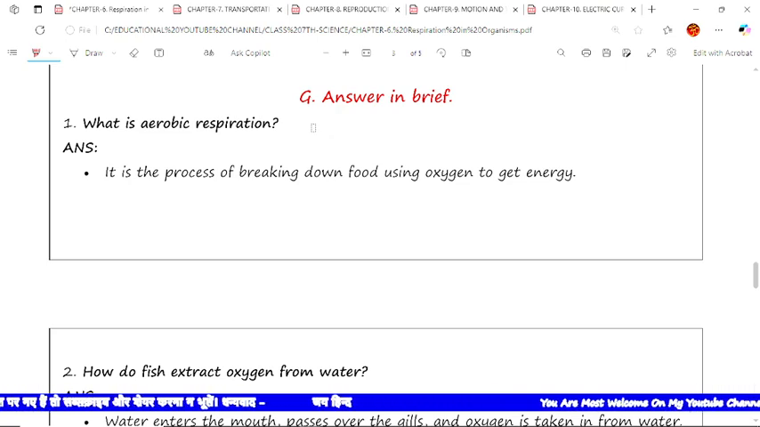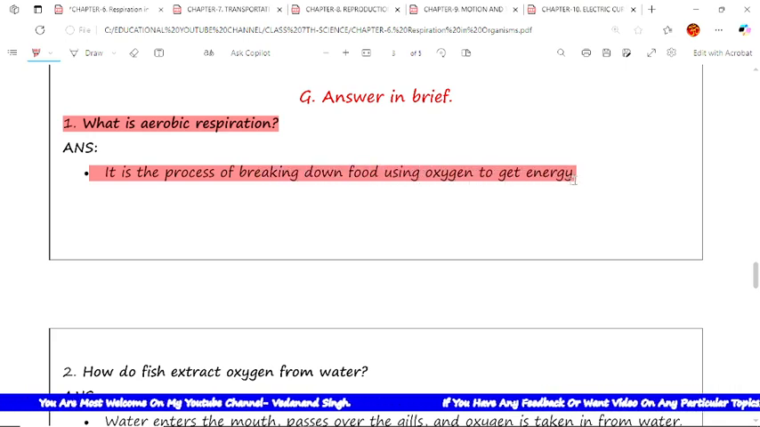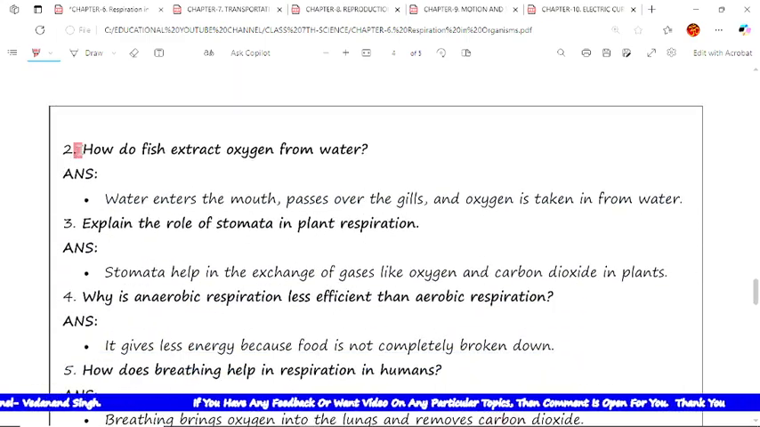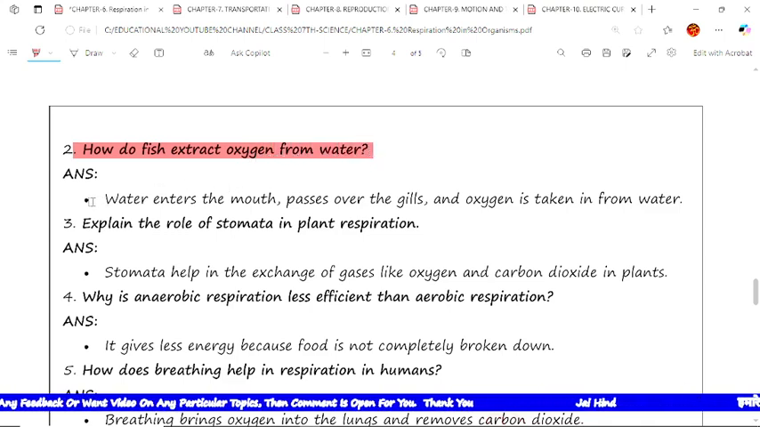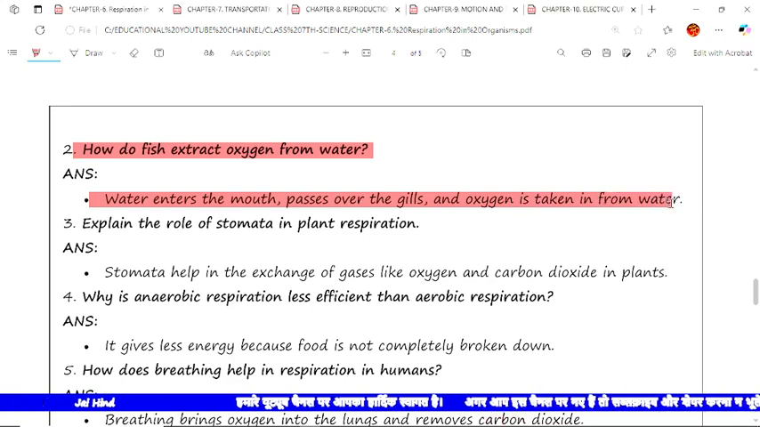So you should click. The first question is what is anaerobic respiration? It is a process of breaking down food using oxygen to get energy. That is aerobic respiration. Now the next question is how do fish extract oxygen from water? The answer is water enters the mouth, passes over the gills and oxygen is taken in from the water. It means gills help in extracting oxygen from the water.